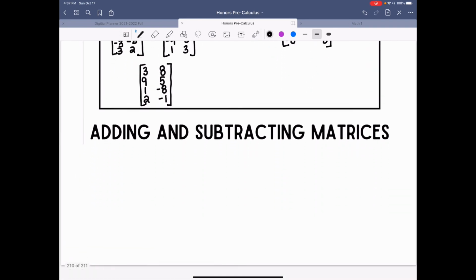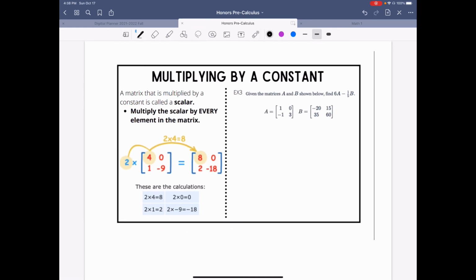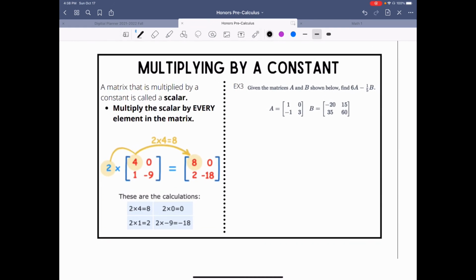All right, so then the next thing that we're going to talk about is multiplying by a constant. So this is actually called a scalar. So when you were in Math 2, I believe, and you were doing transformations and you talked about scaling on the coordinate plane, if you multiplied it by a number greater than 1, it got bigger. If you multiplied it by a number that was less than 1, then it got smaller. So a scalar is basically the number that you're multiplying by, and you're going to multiply it into the matrices. All right, so if we look at this example, 2 times this matrices.